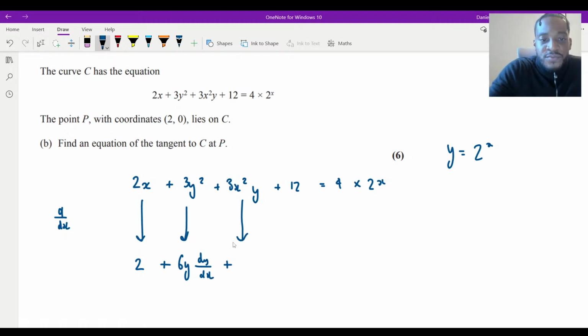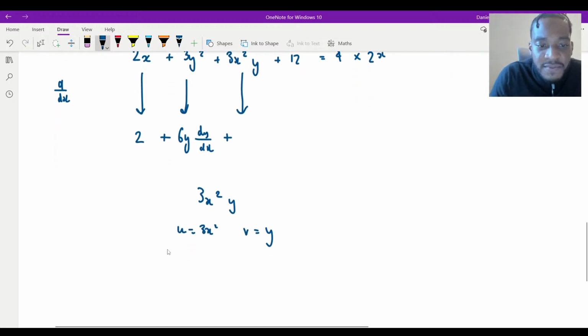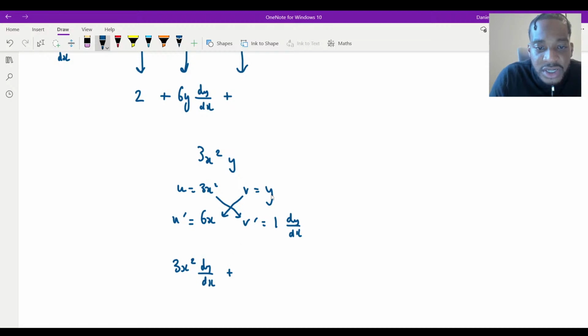And now, product rule. I need to use this here. It's going to be 3x²y. I'm going to call 3x² u, and I'm going to call y v. So u dash, to be quick, is going to be 6x. v dash is going to be 1 times dy/dx, isn't it? If I differentiate that and then times by dy/dx. So it's going to be uv' + vu', like that. So that's going to be 3x² dy/dx plus these two, which is just going to be 6xy. And that's the product rule done.